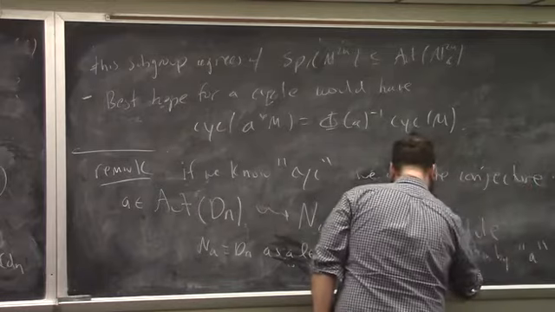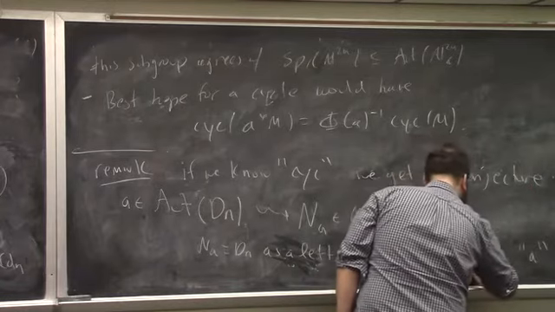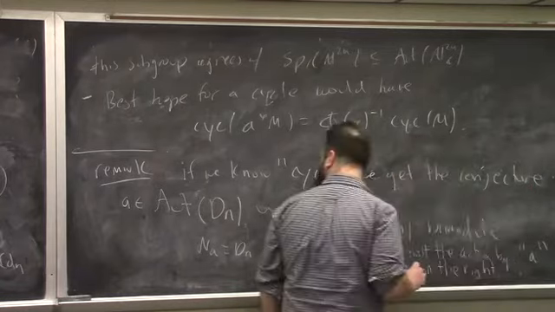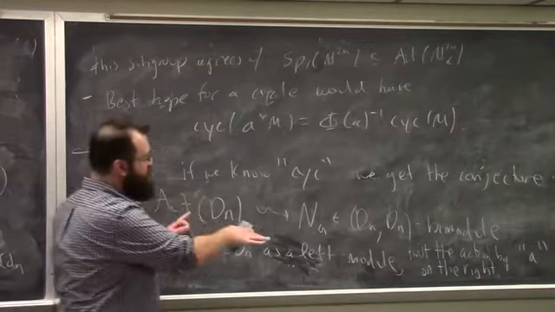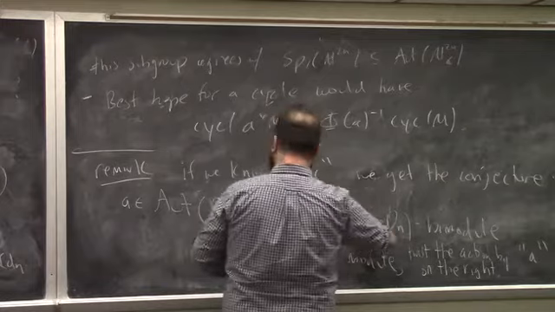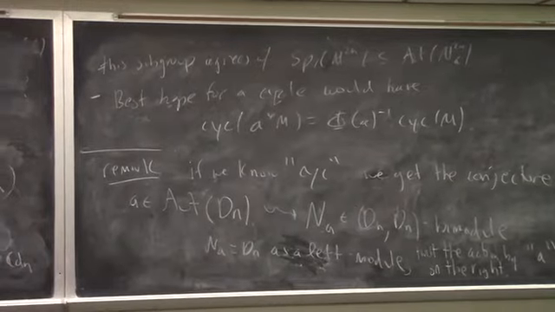Is A on the right? Okay, so an automorphism now gives me a module, not over my same ring, but over a different ring.